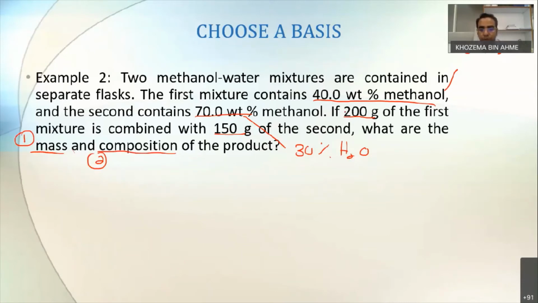Here we have two values. From flask number 1, I say F1, I have 200 gram. From flask number 2, F2, I have 150 gram. So our second condition is that if you have more than one value given, use them collectively. Since I have two values, F1 and F2, from flask 1 and flask 2, both are my basis. So that is all on how to choose a basis.